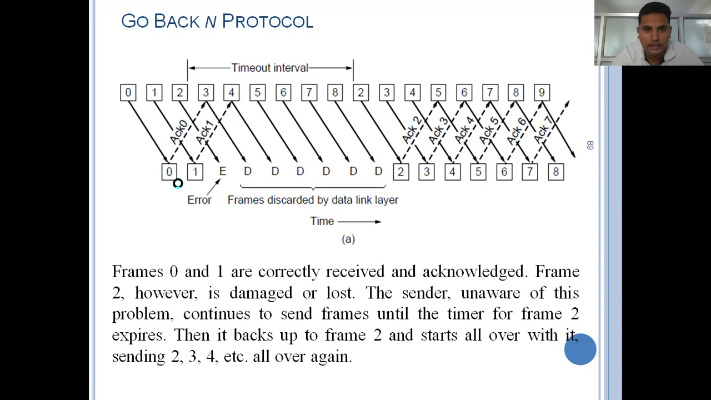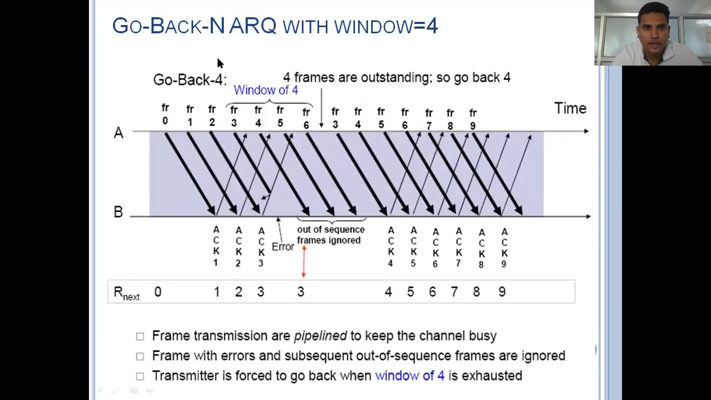So this is Go-Back-N with window 4. Four frames are outstanding. Go-Back-4 is the example: 0, 1, 2, 3, 4. If frame number 3 is lost, 4, 5, 6, then again 3, 4, 5, 6, 7, 8, 9, acknowledgement 1, acknowledgement 2, acknowledgement 3. An error has occurred here in frame 3.